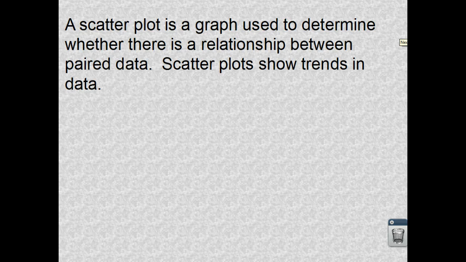Okay, a scatter plot is a graph used to determine whether there is a relationship between paired data. Scatter plots show trends in data. So what they mean by paired data, those are all of your coordinate pairs, all your ordered pairs. And we're going to be putting a bunch of those on a graph, and we're going to see whether or not they have some type of relationship to each other, or whether or not they're just a bunch of ordered pairs that are put on a graph, and they have no relationship.